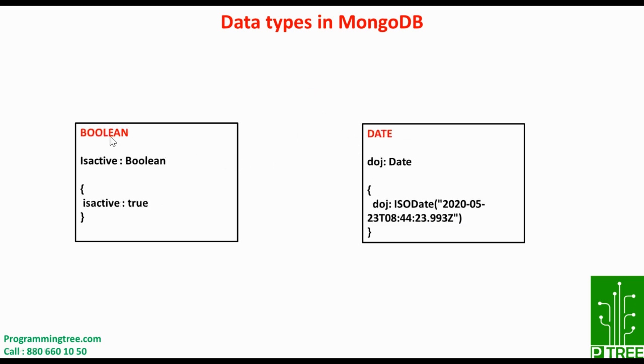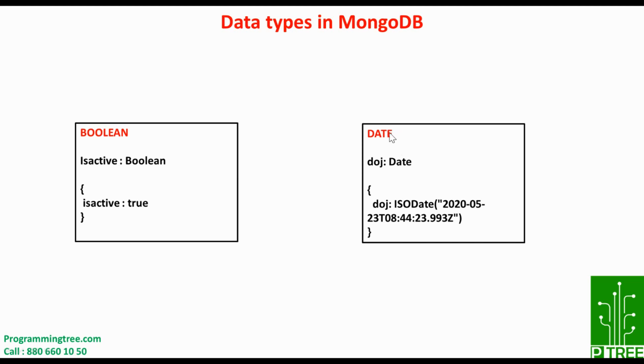Third data type is Boolean. Boolean can have the value true or false. So isActive, I have set it to Boolean. While inserting data into the collection, you need to write isActive colon the true or false value for that particular entity.